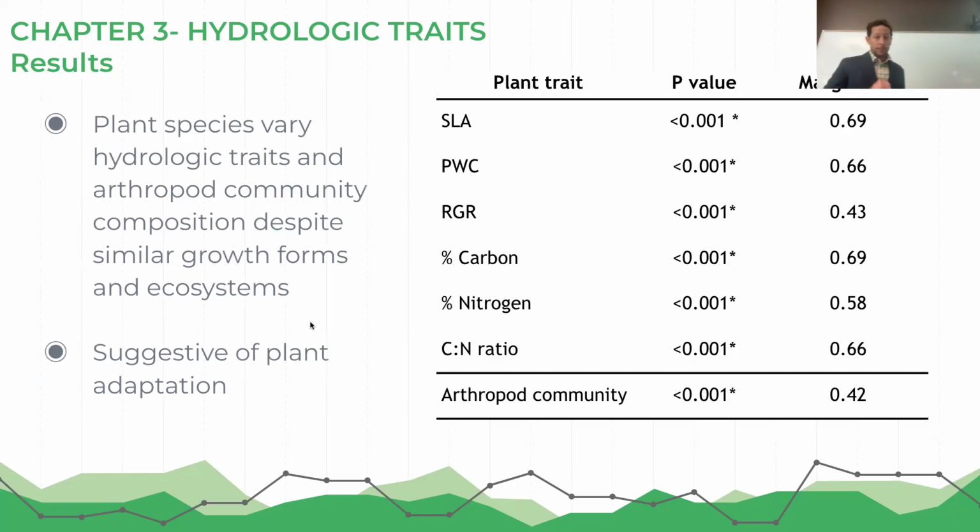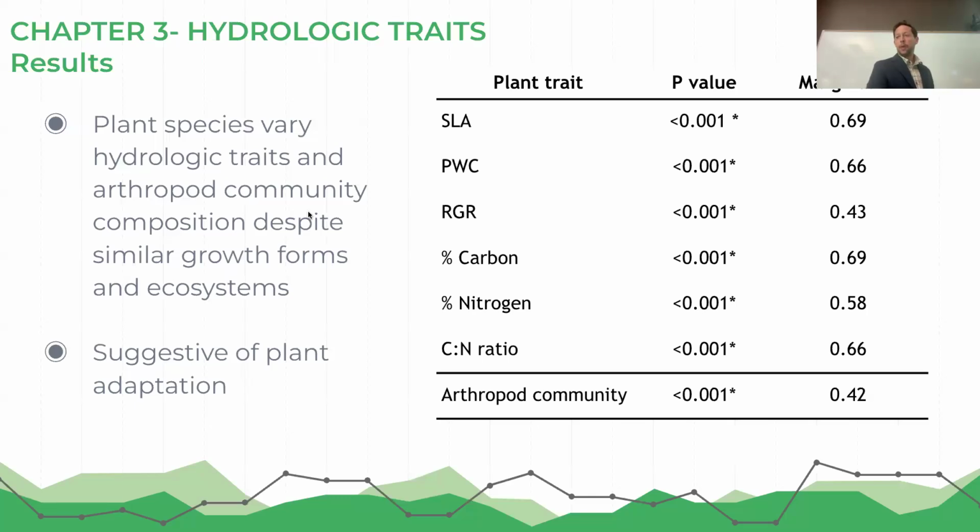Again, we first looked to determine whether variance exists within these traits among plant species for these plant water traits. And the answer is yes. There is strong variance, a whole lot of variance, in these hydrologic traits. So they vary in hydrologic traits and arthropod community composition, right? There's a lot of variance between these species. And this again suggests to us that the plants are adapting to their environment, and they're adapting through these traits in particular.